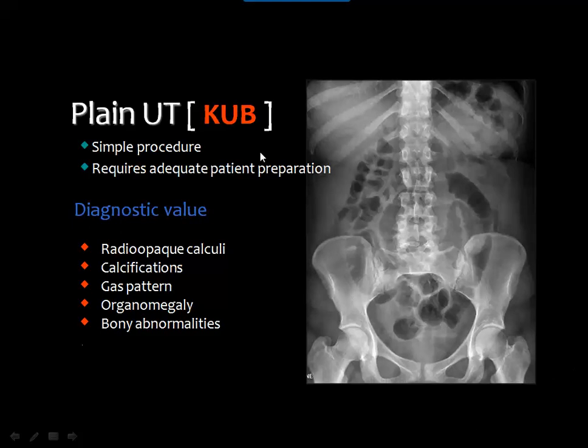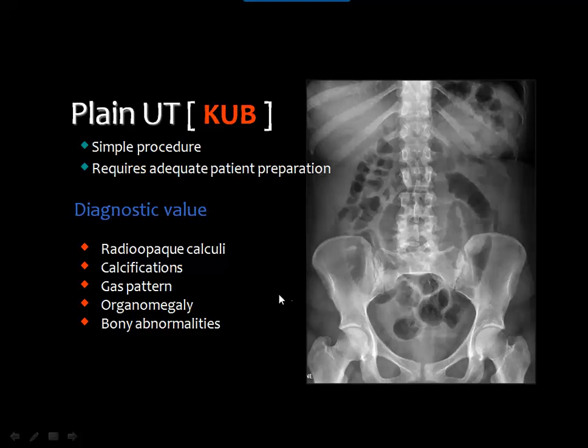We start with the plain film, which is famously known as the plain UT or KUB, kidney ureter bladder. This is a very simple procedure. Sometimes it requires a preparation of the patient, such as to have a light meal at the night of the exam, and simple use of a single tablet of laxative. Then he may conduct this examination.